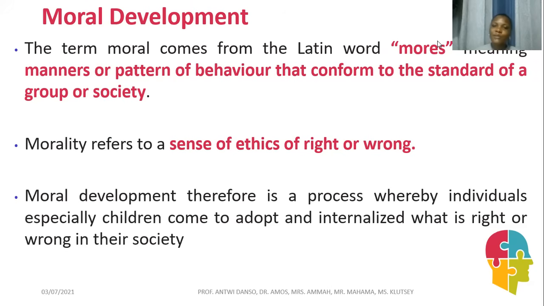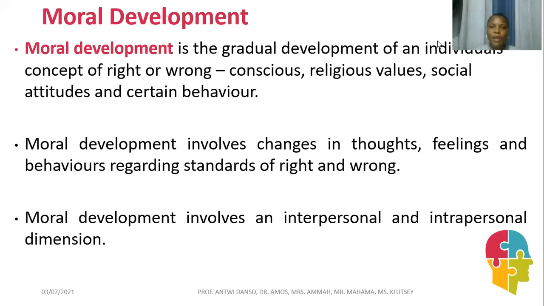So there are a series of steps that the child goes through, and that is why we say that it is a process. The child does not imbibe things all of a sudden. The child goes through a process to accept what society deems as right or wrong. So moral development is gradual. It is step by step. It occurs one process after the other, where the child gains an understanding or conceptualizes what is right and wrong.